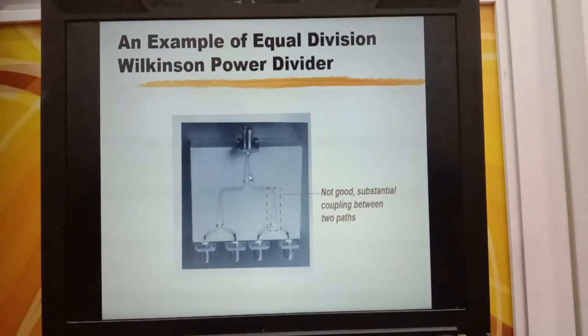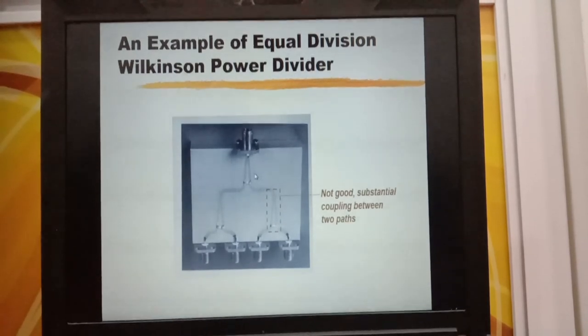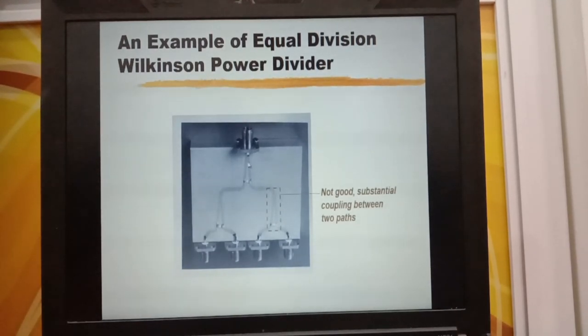Instead of a circular line for the quarter wave transformer, in this example we have the quarter wave transformer in the shape of a straight line, which may not give us the best performance because of the coupling between the two lines due to close proximity between them.